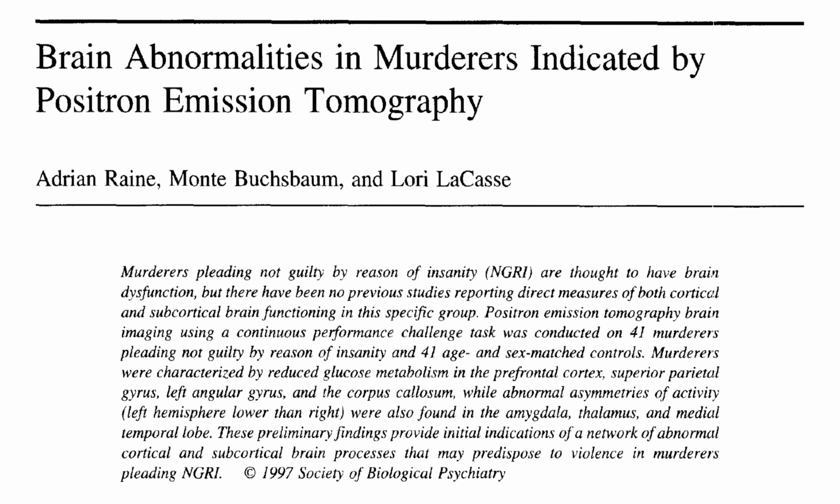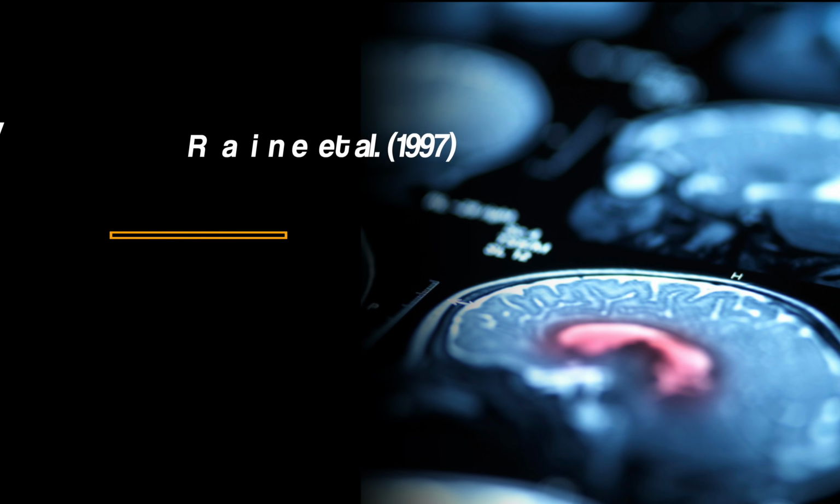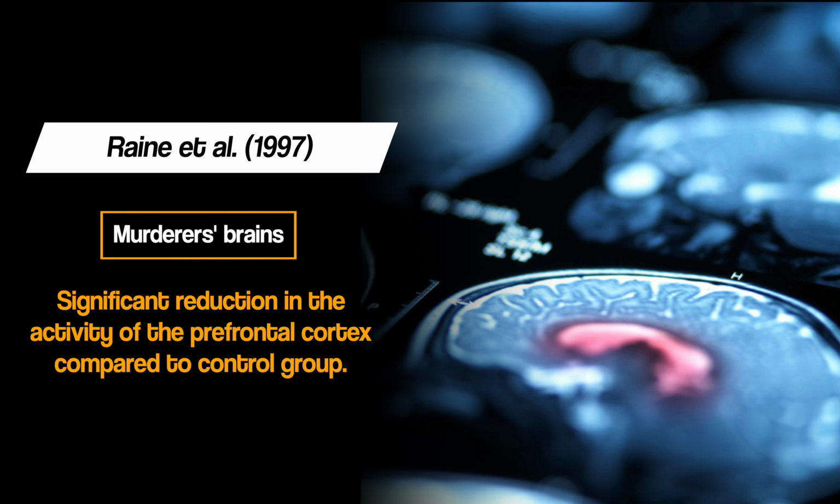You'd be more impulsive. And these are the key characteristics of someone likely to be violent. In 1997, Adrian Raine conducted a study on murderers who during their trial pleaded not guilty by reason of insanity. The murderers' brains showed a significant reduction in the activity of the prefrontal cortex compared with the control group.